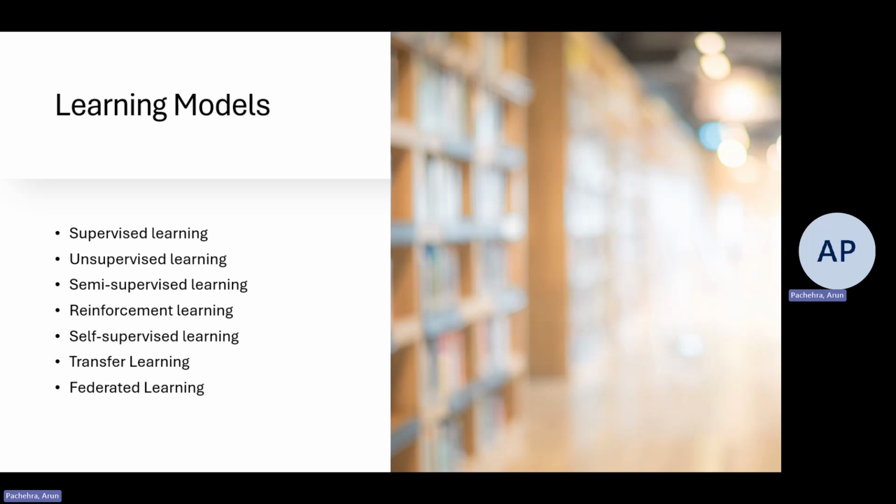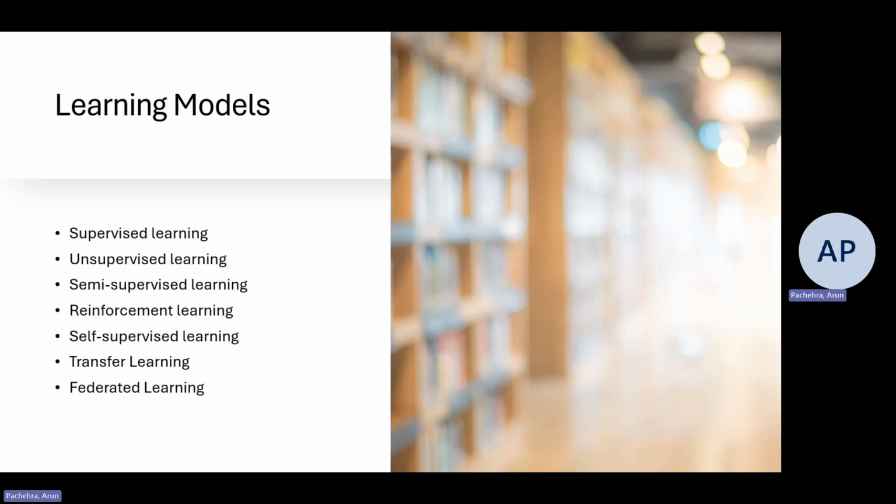All right, then we have semi-supervised learning. It's kind of a mixture of both supervised and unsupervised. Then we have reinforcement learning. It's a type of learning where an agent learns to make decisions by performing actions in an environment to achieve some objectives. It is just like in ChatGPT, we keep on giving feedback if the response is not good. So it's learning by itself. It's reinforcement learning. Then we have self-supervised learning. As the name says, it's a type of unsupervised learning where the data provides supervision.